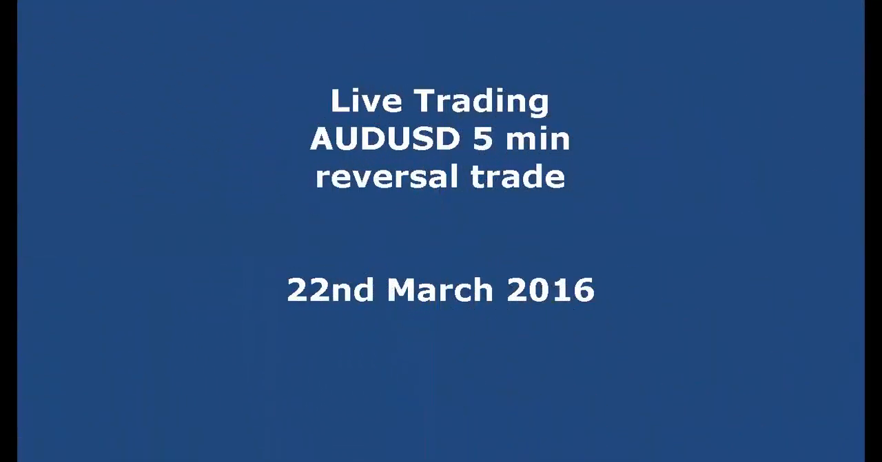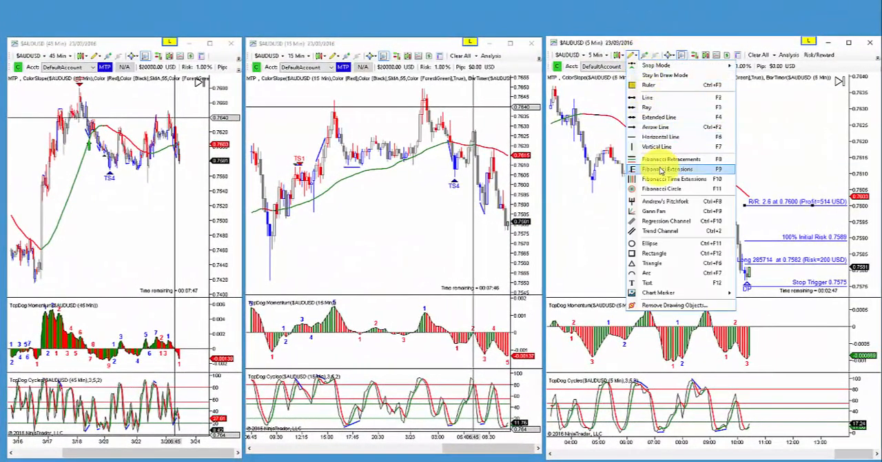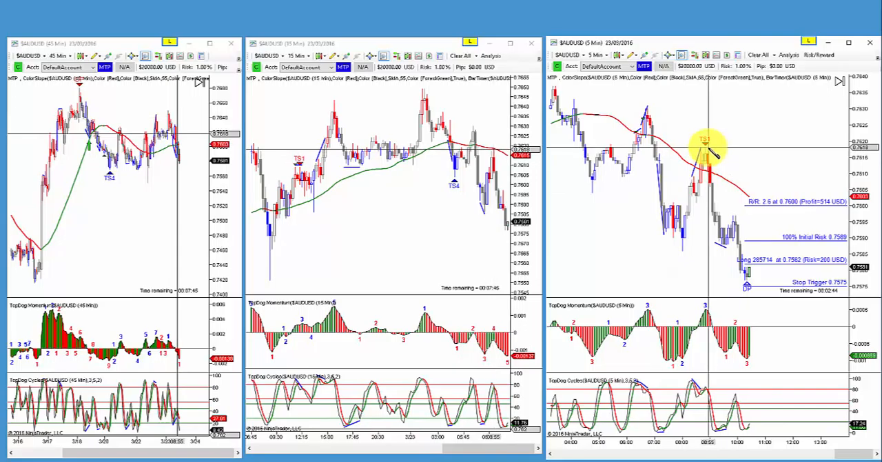Hi, this is David. I'm just about to show you a live trade I took this morning on the Aussie dollar US dollar 5 minute. It's a reversal trade, which is higher than normal risk. So this is a DP I've just got. Let's stop to set the video going.